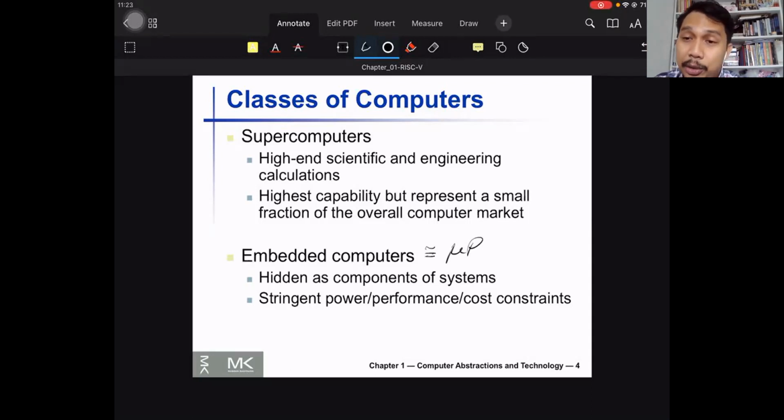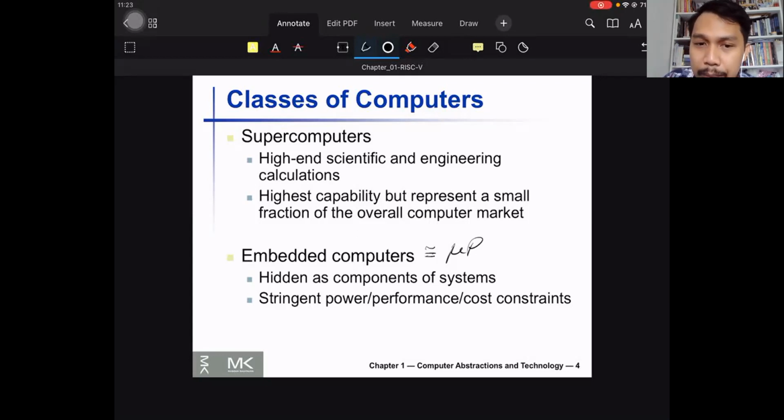Our digital microwave has a computer in it too. Automobiles these days have onboard microcontrollers or microprocessors. The difference, aside from being embedded, is that its purpose is specific. If you swap the remote control's microprocessor with the calculator's, that will not work. It's hidden as a component of a system, with stringent power, performance, and cost constraints.